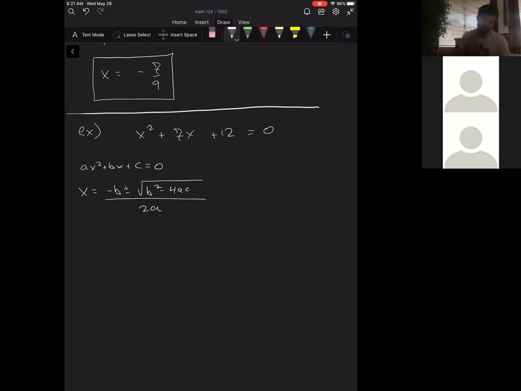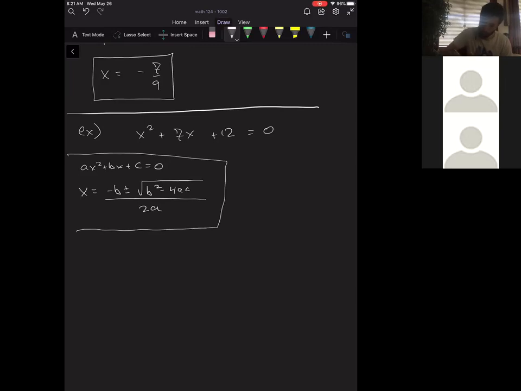So this way is always going to work, but we always want this to be a last resort because it takes a while. We have to do this square root thing. There are fractions involved. It takes a long time. But if we can, the first step is always to see if we can factor. Let's just put this off to the side.